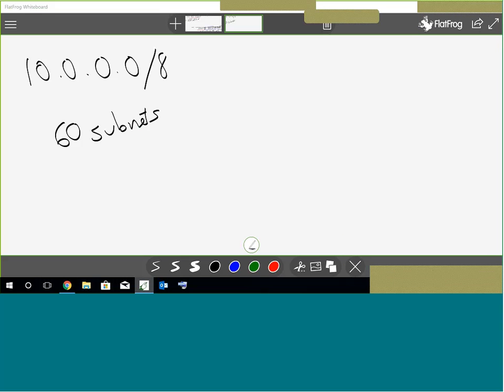Let's make some subnets. So if we want 60 subnets, what would be your first step? Well, don't you have to identify the number of bits starting from the left, the number of bits to get you to like 24 up to 64? Up to 64. So what would that be?